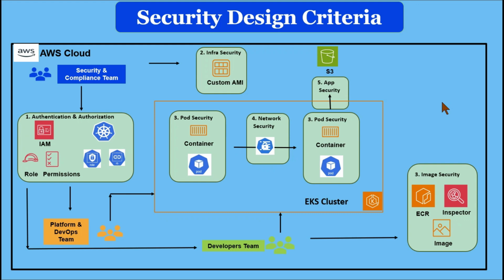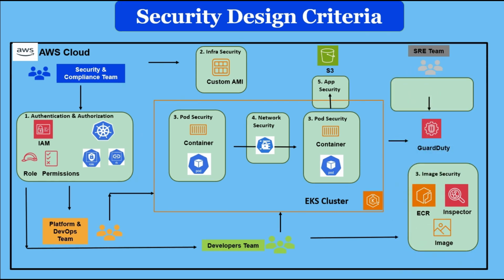The other option is EKS pod identity, which is a recently launched feature that also allows very granular permission to the pod. Both IRSA and EKS pod identity can be used to provide access to the pods running in the cluster to access any specific AWS resource and service.